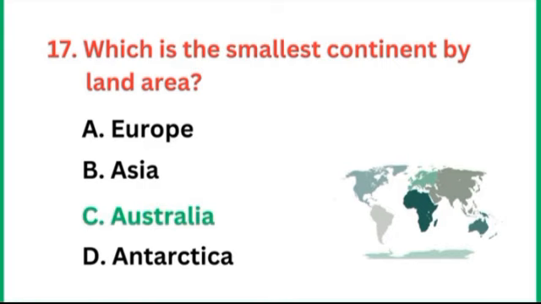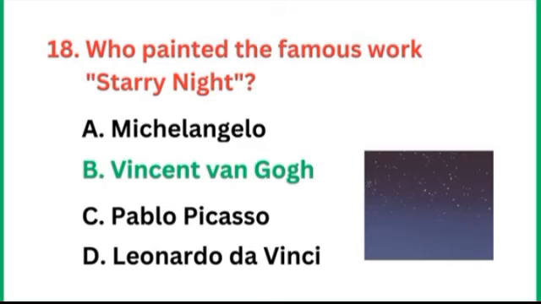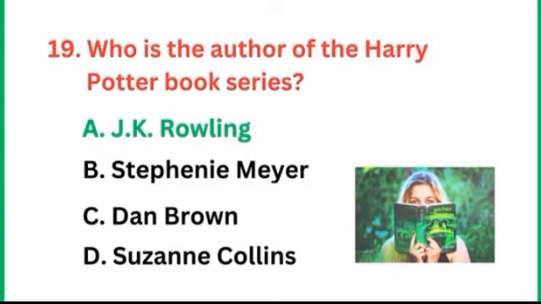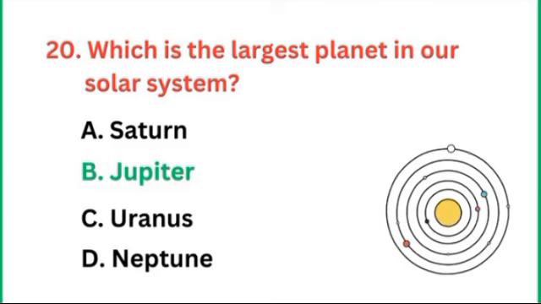Which is the biggest continent by land area? Right option is Asia. Question number 18, who painted the famous work Starry Night? Right option is B, Vincent van Gogh. Question number 19, who is the author of the Harry Potter book series? Right option is A, J.K. Rowling.